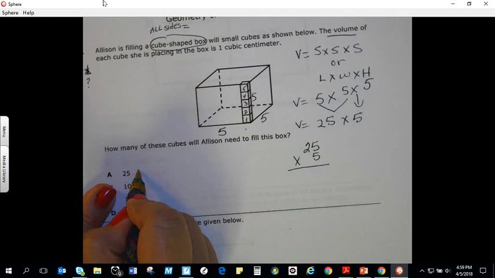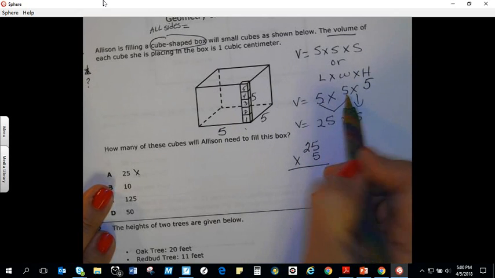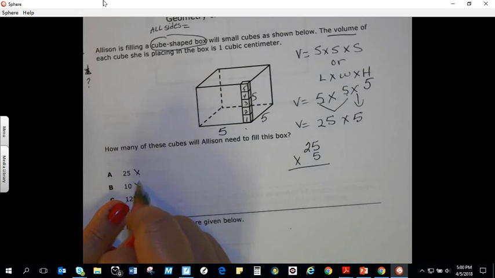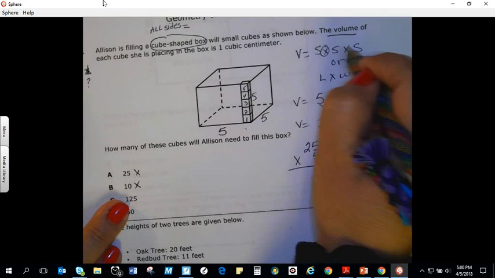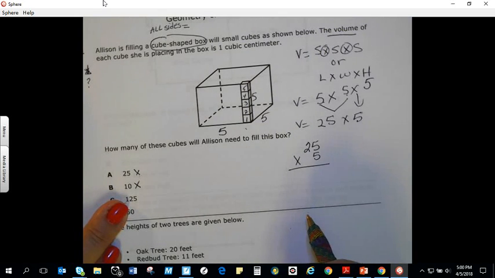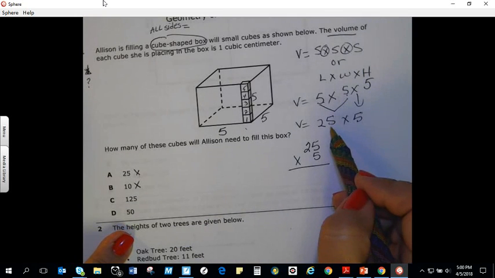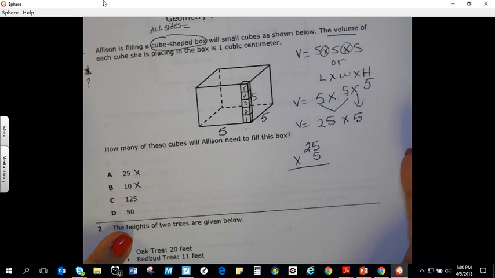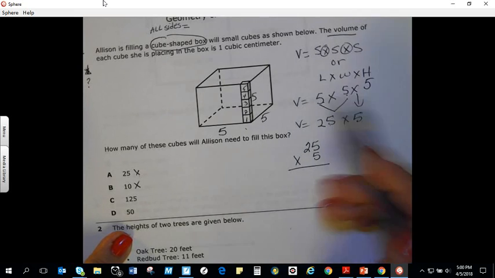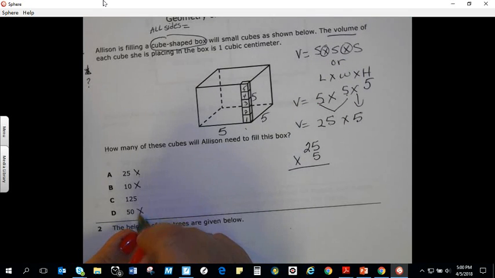Now, if you are still not sure about your multiplication, let's come over here, and we know that 25 cannot be a possible answer because 25 is just multiplying your length times your width. It can't be 10 unless you're adding 5 plus 5, and that's not what we do because with volume you have to multiply. It can't be 50 unless you are adding 25 plus 25, and I don't know where you're getting that from.